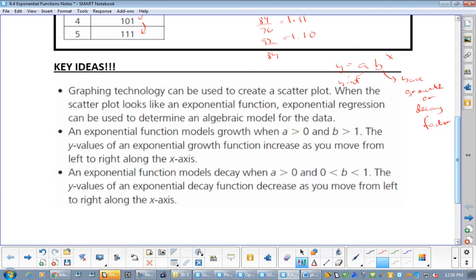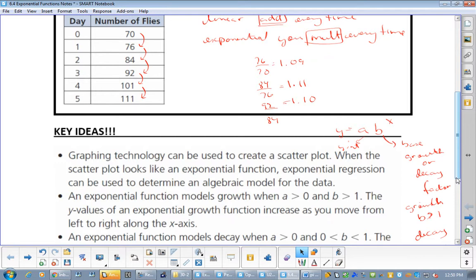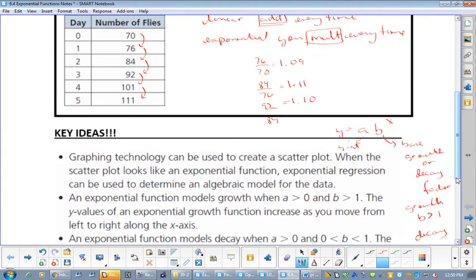Now, how do we know if it's growth? If B is greater than 1, it's growth, and it is decay if, oh, why did I put a 0? Greater than 1, or decay if B is less than 1 or greater than 0. Okay, so do you think this would be a growth or decay? And it even shows you, look, all of these are greater than 1. So it shows that this is growth.